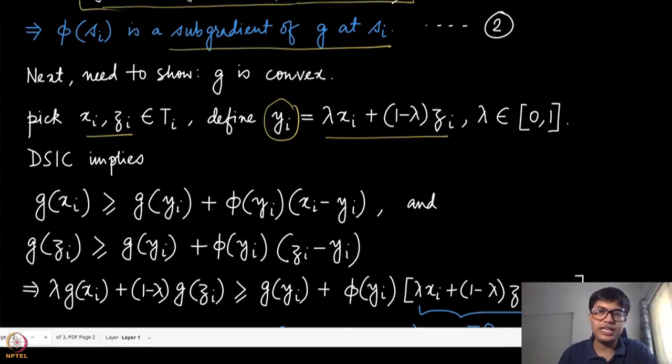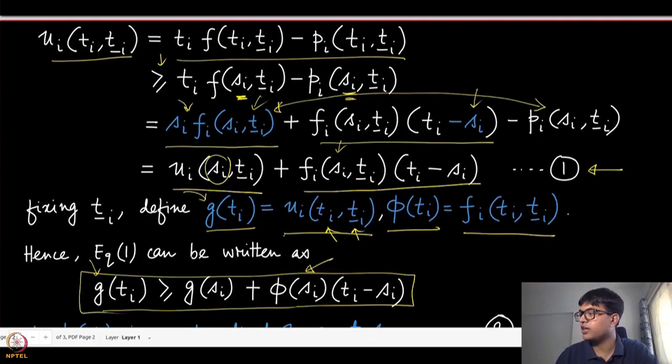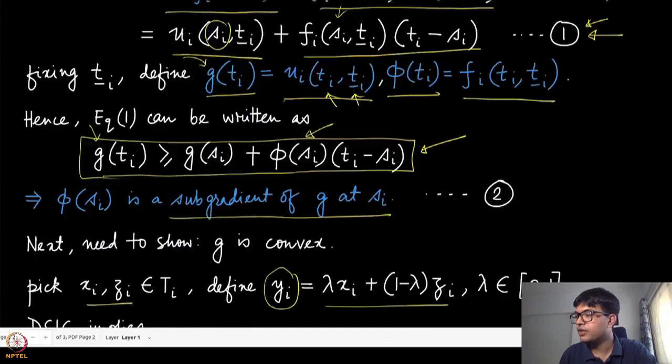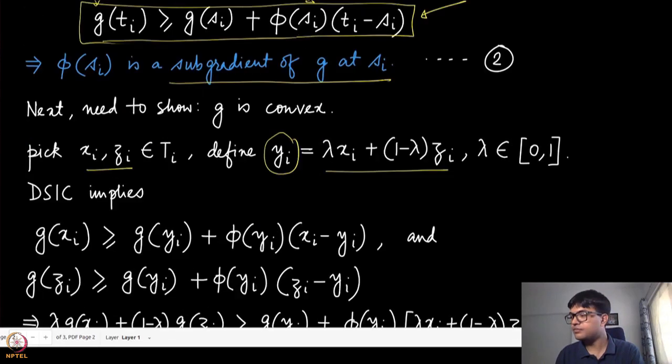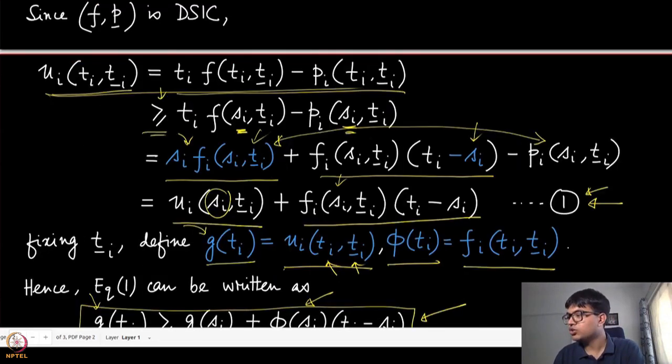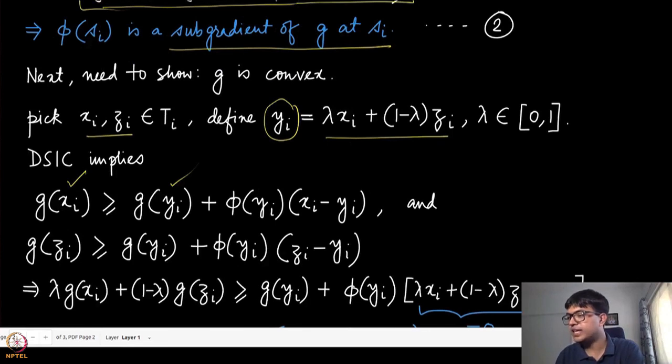Now, what we know from DSIC, because we got this inequality 1, the first equation and its reduced form when we are substituting using g and phi, this is coming as a consequence of the DSIC. We have just rearranged the expression, the condition for DSIC. So therefore, we can just write that if this agent's true type was xi, and if it was misreporting to yi, then we can use this inequality to show that this is DSIC. So that is for between xi and yi. And when its true type is zi and it is misreporting to yi, you can write a very similar expression.